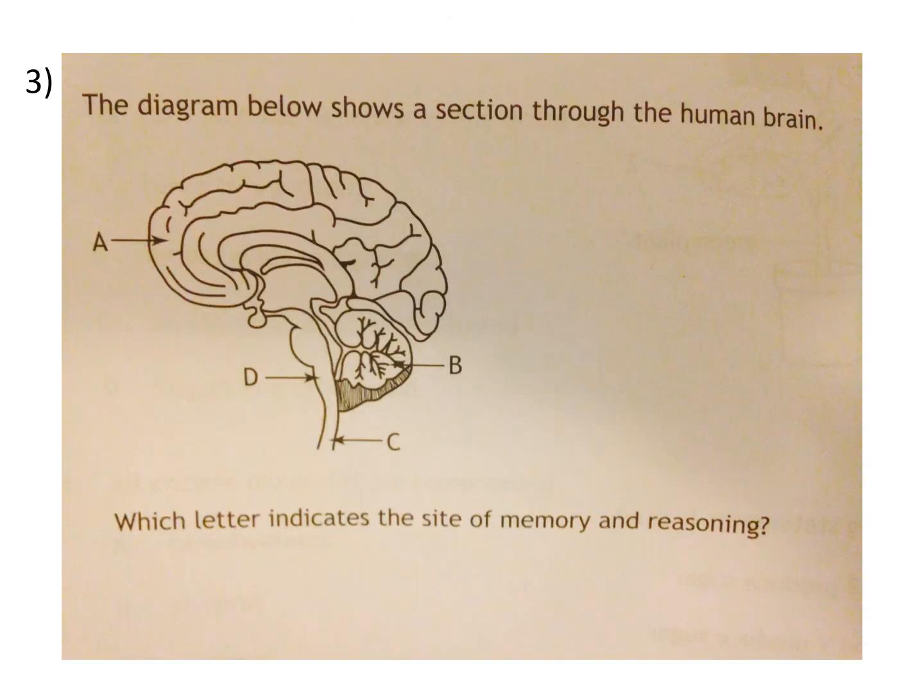The next question is the diagram below shows a section for the human brain, so which letter indicates the site of memory and reasoning? Pause the video and try to figure out what letter it is before I go over the answer. So we should have got that it was A, because that is the cerebrum, which controls all conscious thought.